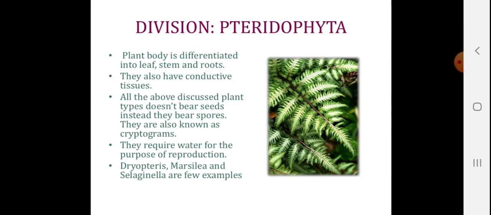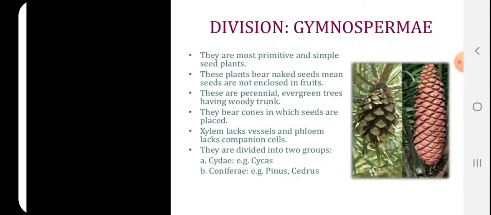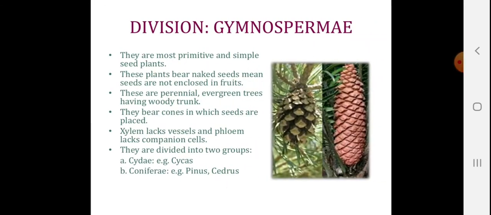All the above discussed plant types do not bear seeds. Instead, they bear spores. They are also known as cryptogams. They require water for the purpose of reproduction. Dryopteris, Marsilea and Selaginella are a few examples of Pteridophyta. Further division. Let's talk about division Gymnosperm.